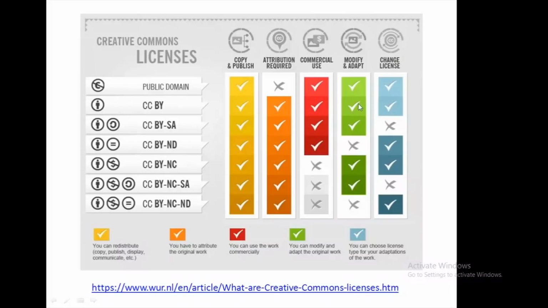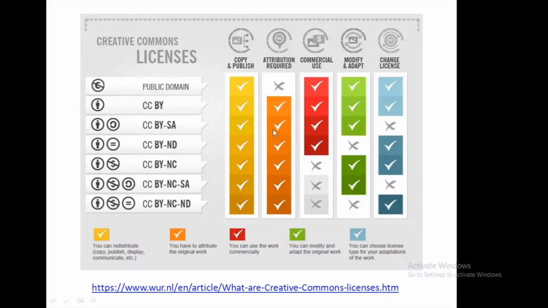You can make changes, you can modify it, and you can change the license also. So all these rights are available in case of CC BY. But you will have to attribute the original author. Then CC BY SA, share alike. You can modify or adapt it, but you cannot change the license terms of it.